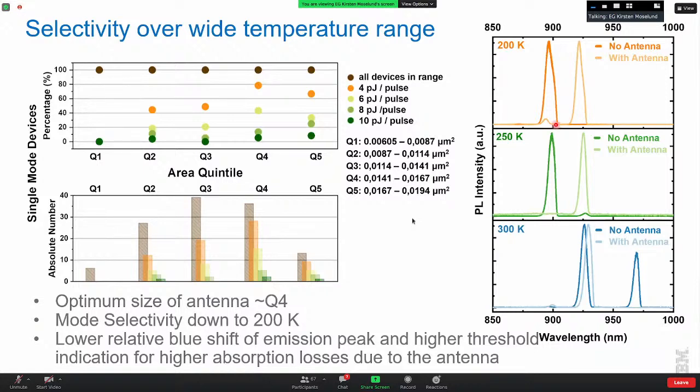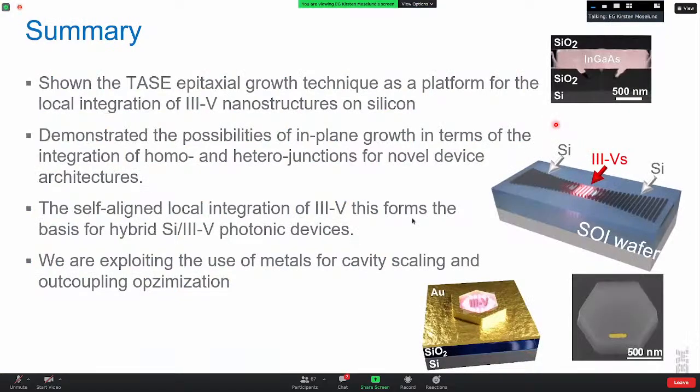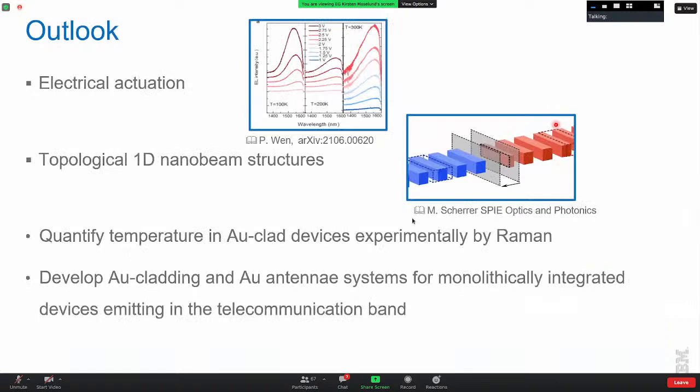So this helps make your temperature more stable in these nano laser designs. To summarize, I showed you the TACE epitaxial growth technique and illustrated how we use this, but for microdisc as well, these hybrid photonic crystal structures where we can really integrate III-Vs locally. Also, it allows us to grow in-plane III-V doping and heterojunctions. And in the very end, I showed you how we're exploiting the use of metals for cavity scaling and upcoupling optimization.